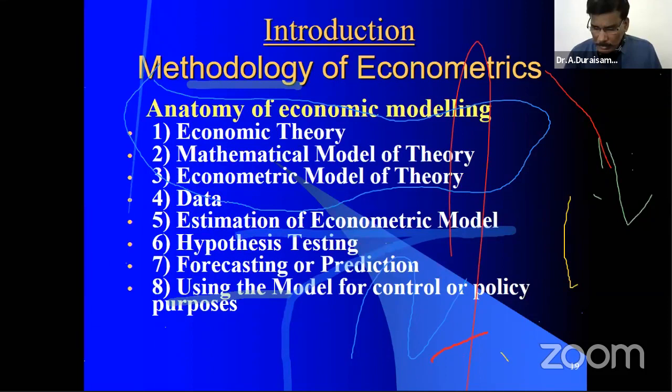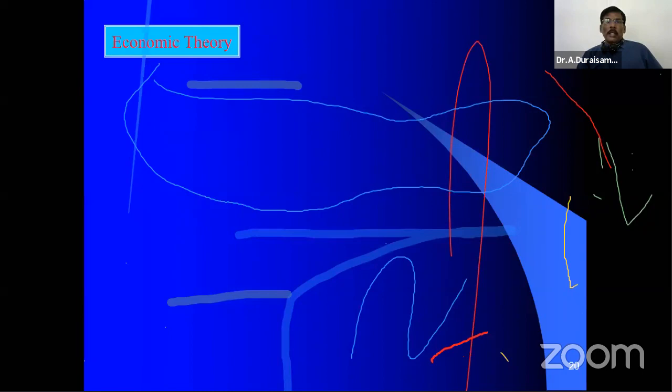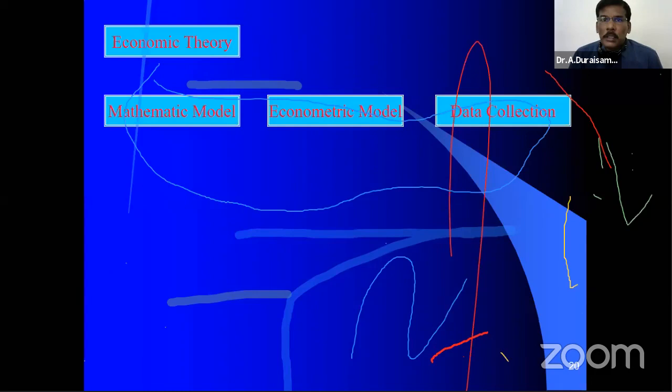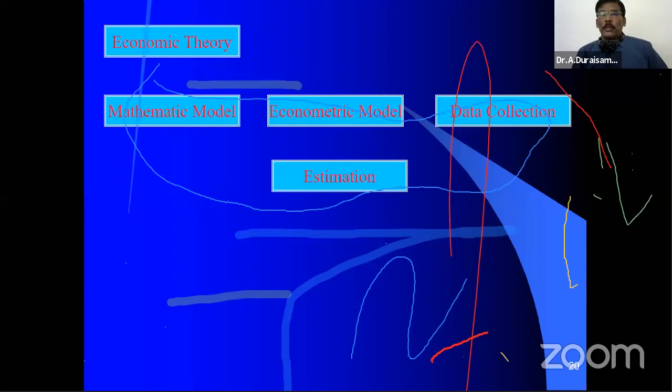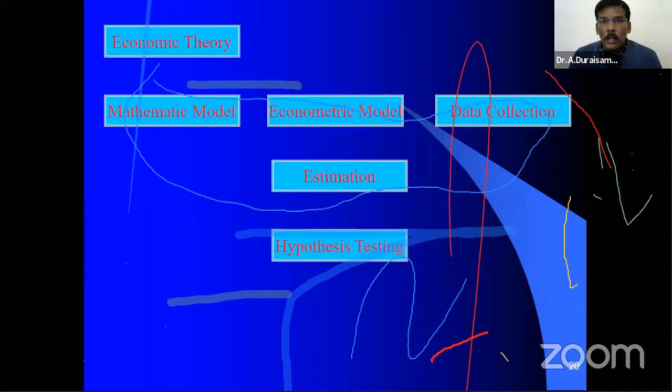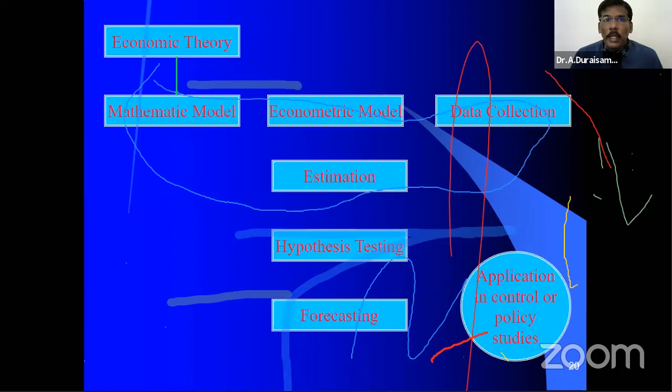So look at this. From economic theory, you go to the mathematical model, and then data collection. You are estimating it. So here is a question for you: sir, how do I estimate? You may ask how to estimate this. Then hypothesis testing. I told you that mere estimation is not enough. You have to test the hypothesis. The existing theory has to be converted into a hypothesis, and then you have to test it. And once you test the hypothesis, you can use it for forecasting or policy evaluation. So this is the way the process of econometric techniques will go.